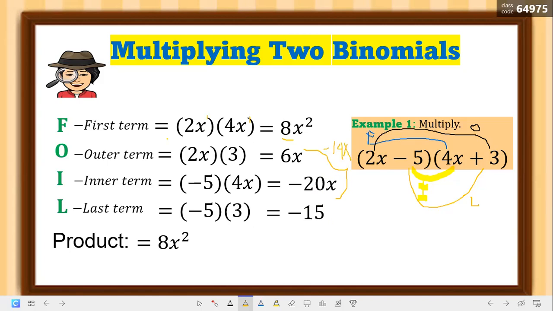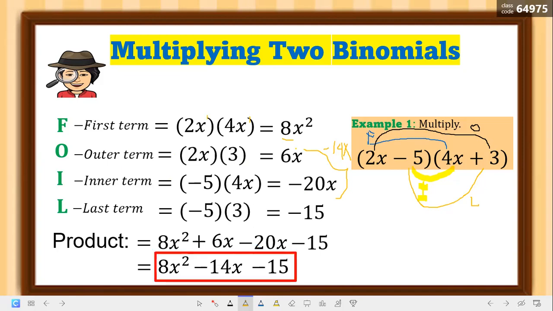This is the sum of the outer and inner terms, yung negative 14x na yan. Okay, so ito pinakita lang muna natin, before we combine. Ayan, copy lang natin. And we have this final answer. Inadd natin yan. Kaya negative 14x, then bring down yung 8x squared tsaka negative 15. Therefore, that is now the final answer or the product of the two binomials using the FOIL method.